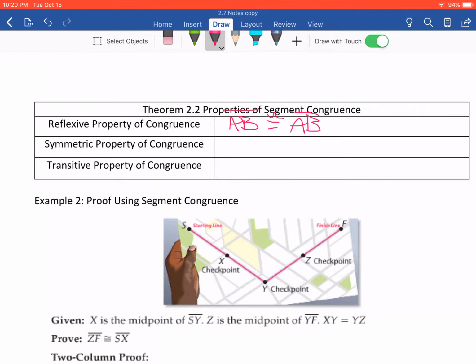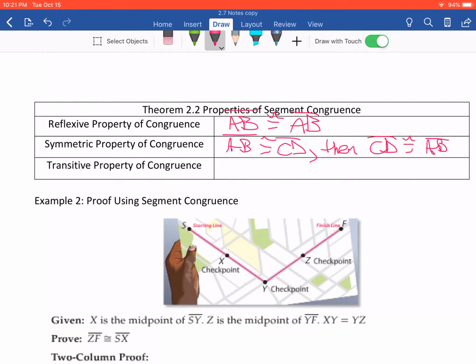So the symmetric property, now we're going to have 2 different line segments. The reflexive is equal to itself. The symmetric is going to say that line segment AB is congruent to line segment CD. Then we are able to conclude that CD is congruent to line segment AB. That is the symmetric property.